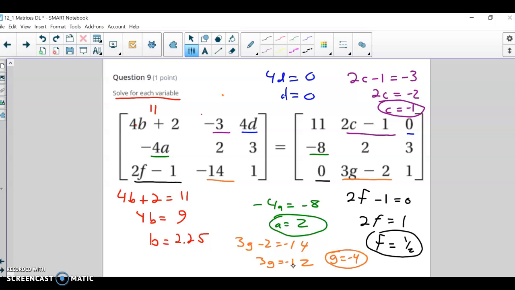And I think I got them all. Sorry if I missed one, but that should be all of the values we need. All right, and again, those are the numbers that make the two matrices equal. The corresponding entries have to be equal if the matrices are equal.